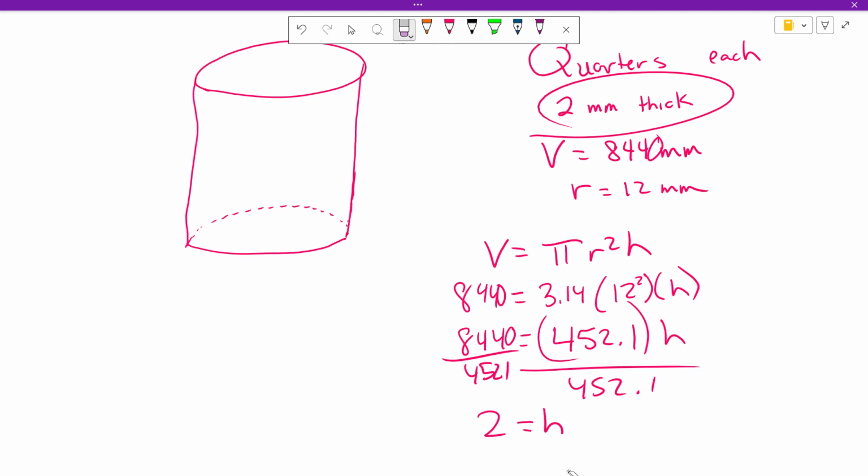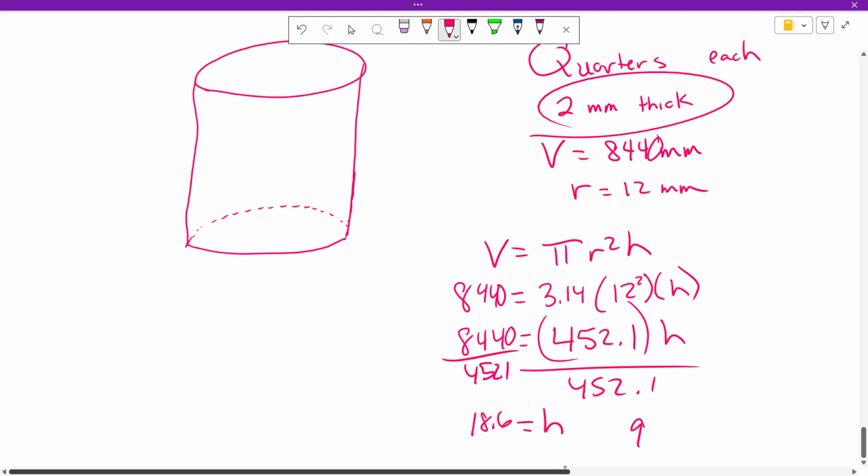I should have made this 8,440. So then it would have been about how much? 20, or it might have been a little different than that. Take 8,440 divided by 452.1. What do we get? 18.6. So basically, there would be about 9 quarters in that stack.